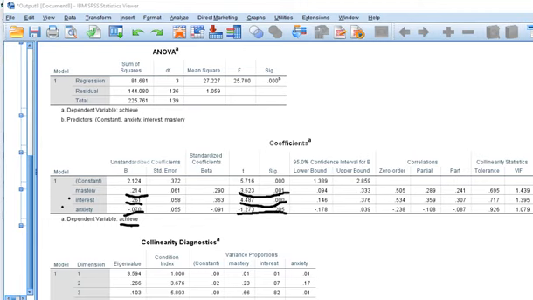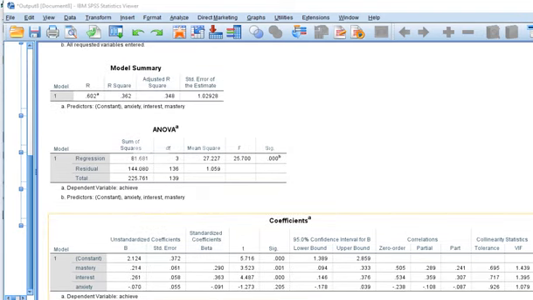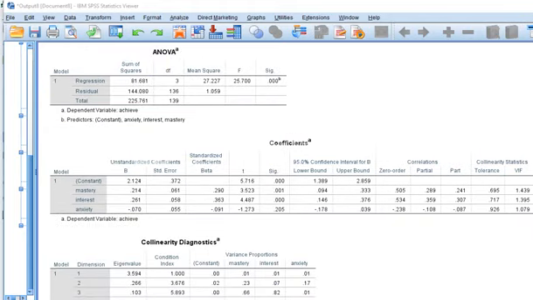So when it comes to making a statement about the overall R-square value, the variance accounted for in the dependent measure, it looks to be due largely to mastery and interest as opposed to anxiety. Anxiety does not appear to be contributing uniquely to the variance that's accounted for in our dependent variable.